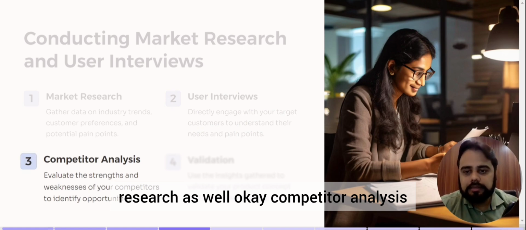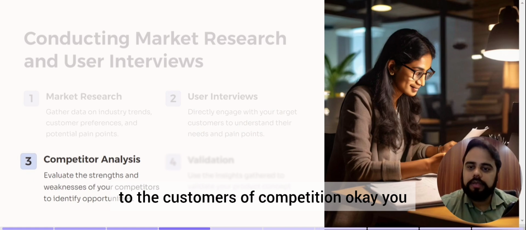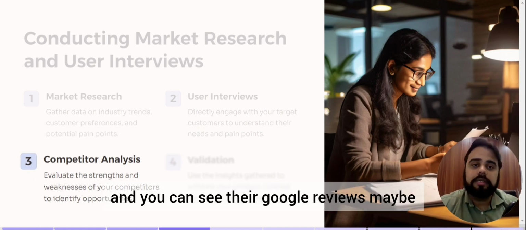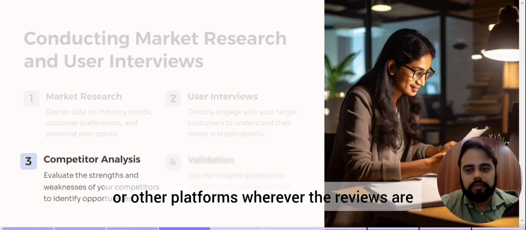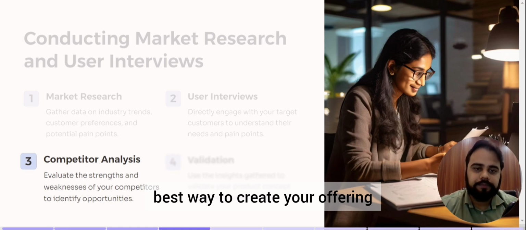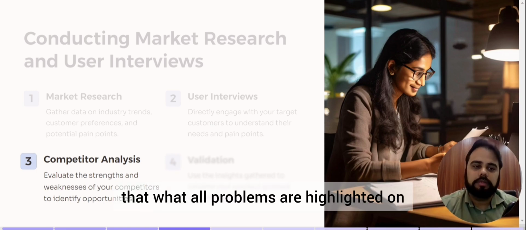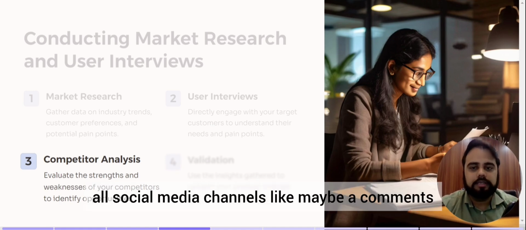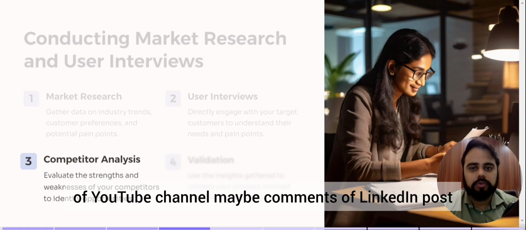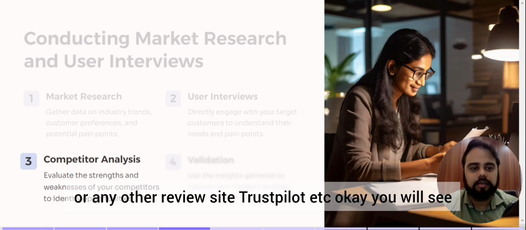Okay, competitor analysis. For competitor analysis, you can talk to the customers of your competition. You can evaluate their strengths and weaknesses, and you can see their Google reviews, maybe MouthShut reviews, or other platforms wherever reviews are provided by users who are not happy with them. This is the best way to create your offering: evaluate what problems are highlighted on all social media channels, like comments on a YouTube channel, a LinkedIn post, a Facebook advertisement, a Google review, or any other review site, Trustpilot, etc.